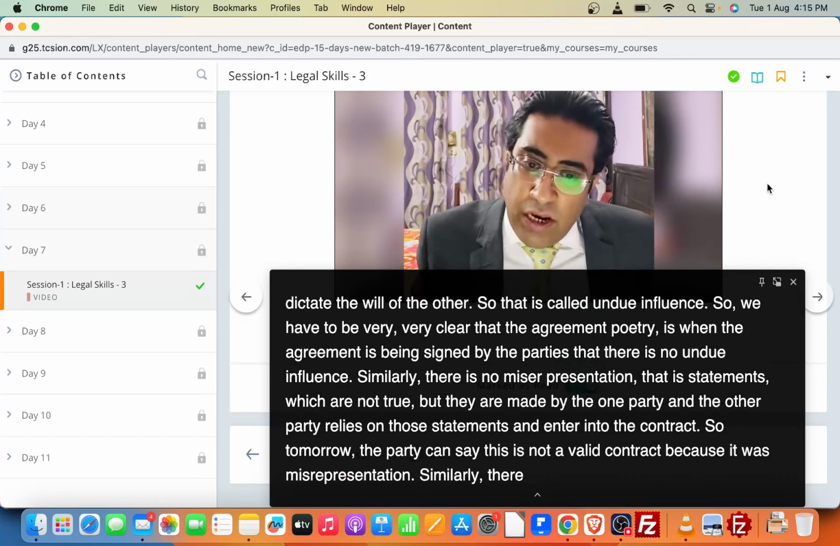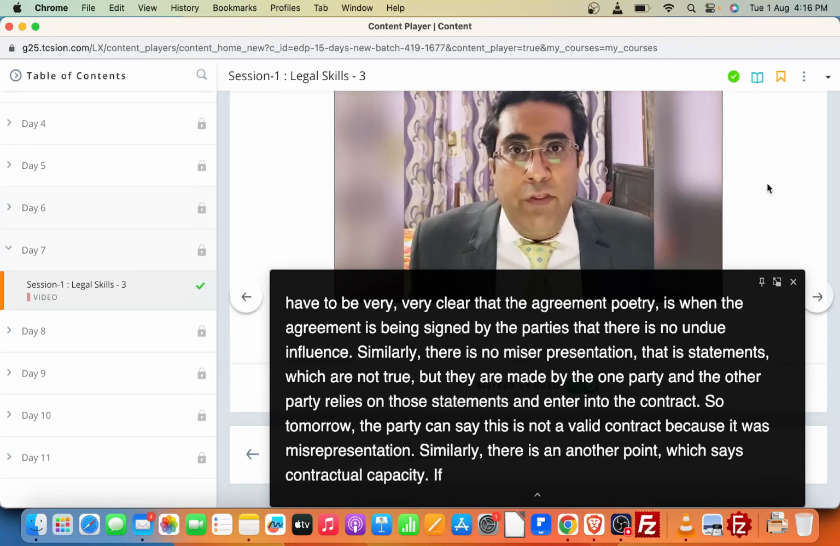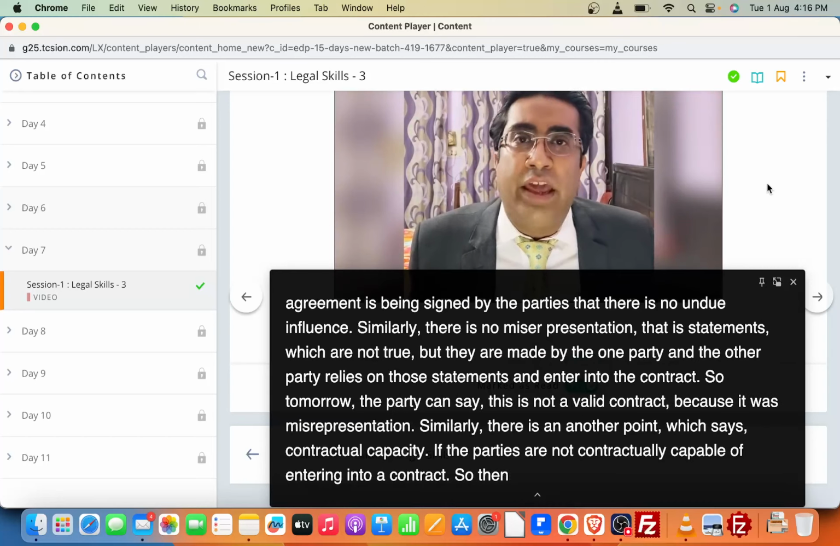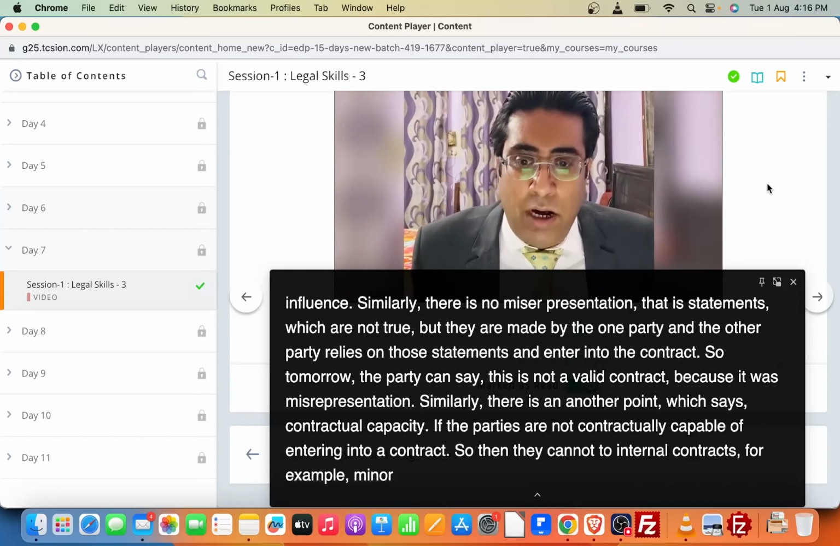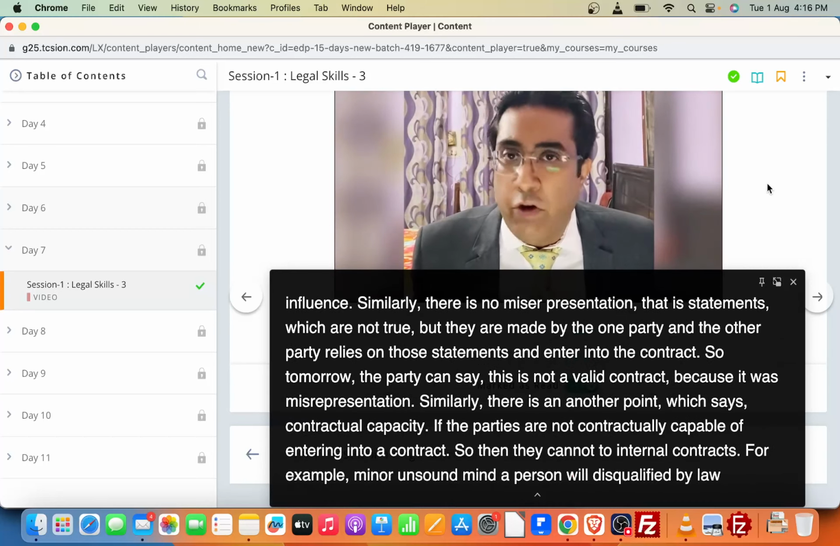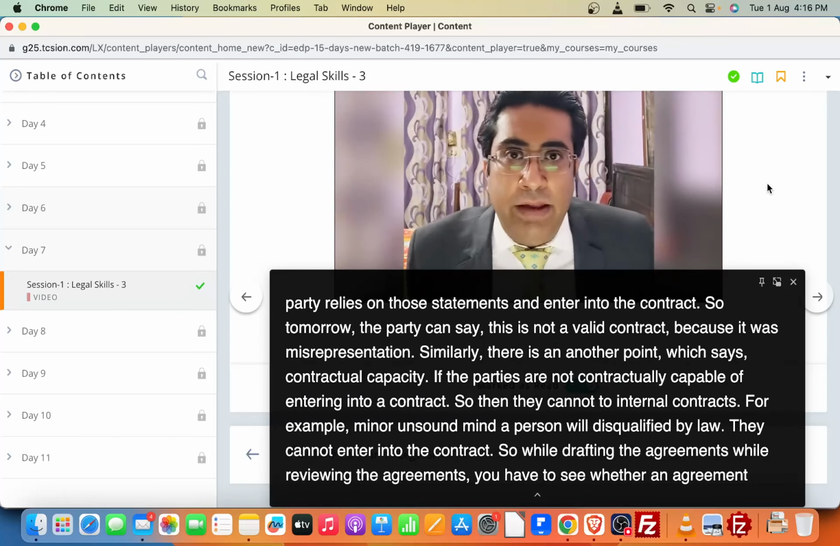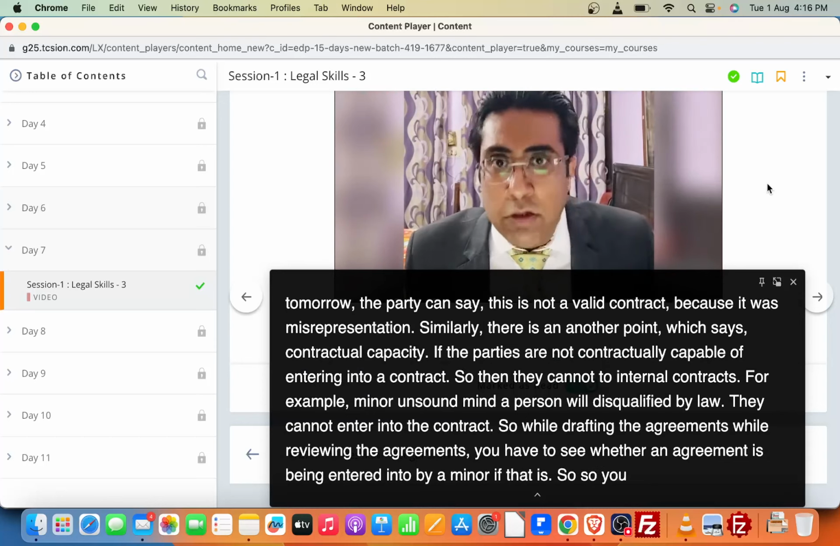Similarly, there is another point which is contractual capacity. If the parties are not contractually capable of entering into a contract, then they cannot enter into a contract. For example, a minor, a person of unsound mind, a person who is disqualified by law, they cannot enter into the contract. So while drafting the agreements, while reviewing the agreements, you have to see whether an agreement is being entered into by a minor. If that is so, you must look into that aspect.